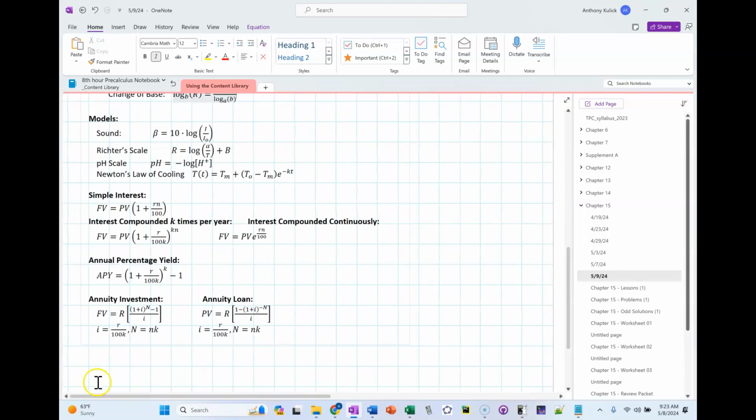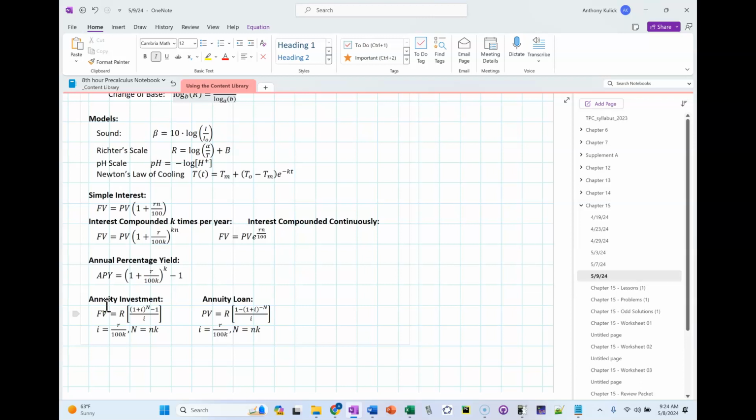The only difference is, in an investment situation, typically the present value is zero unless it states that you started with some balance in your account before you started saving. And the future value is what you're usually looking for. In a loan situation, the future value is going to be zero and the present value is going to be whatever you borrowed. And then the payment is usually what we're looking for. Does that feel all right?